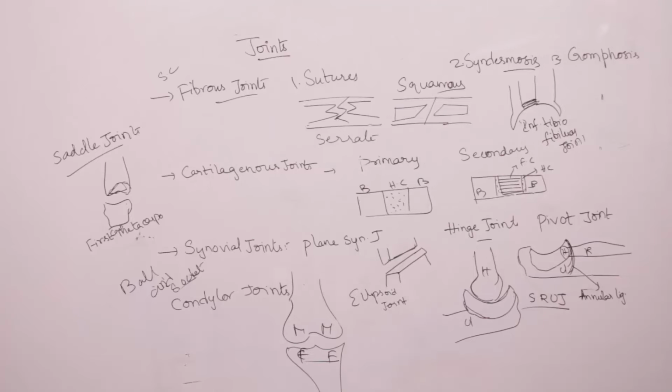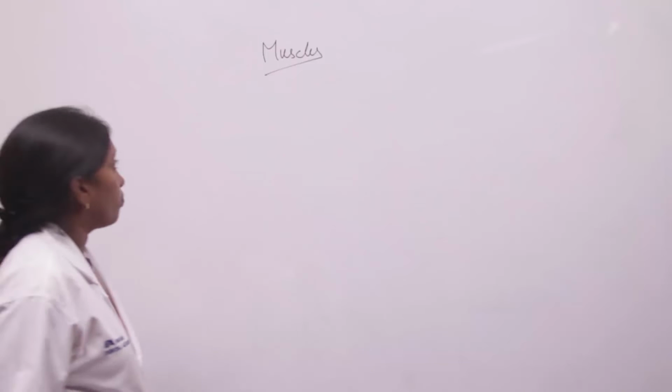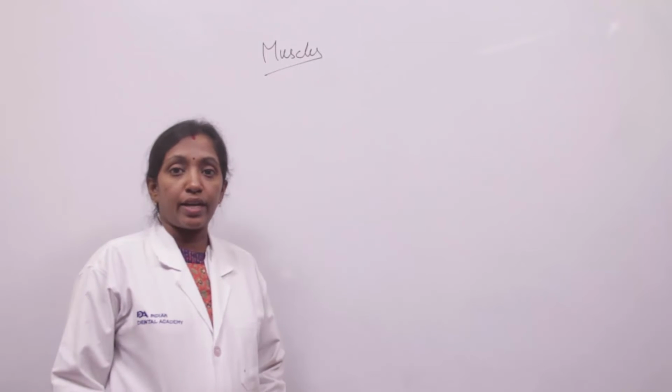General anatomy is done. General anatomy of joints is done. Now, today we are discussing the general anatomy of muscles.